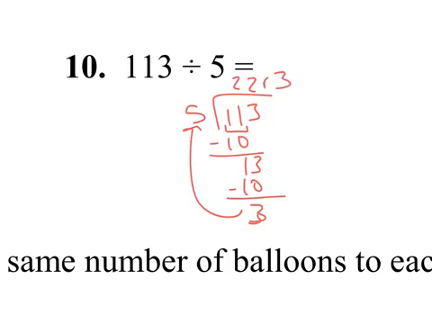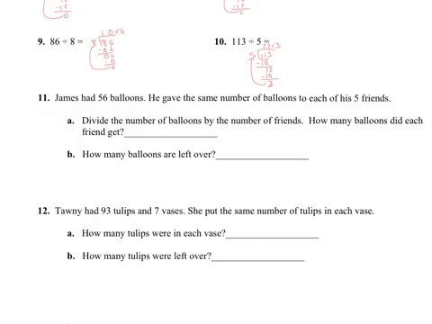Okay, on to number 11. We've got James had 56 balloons. He gave the same number of balloons to each of his friends. So in part A, it says divide the number of balloons. So how many balloons did he have to start with? He had 56 balloons to start with. Okay, because it says James had.